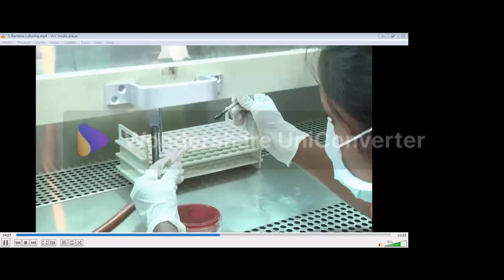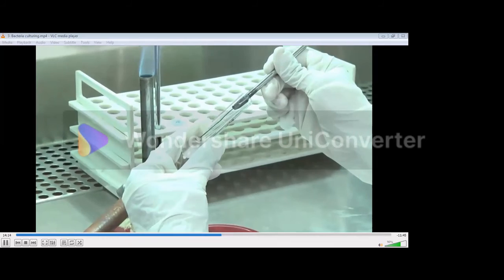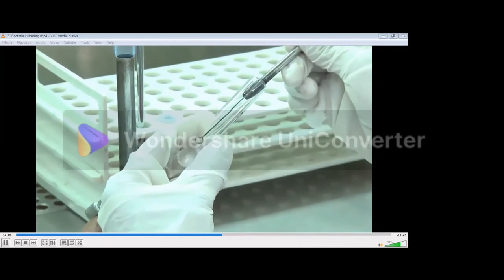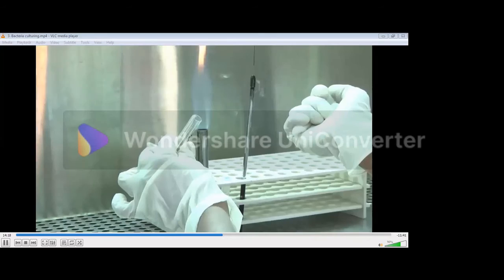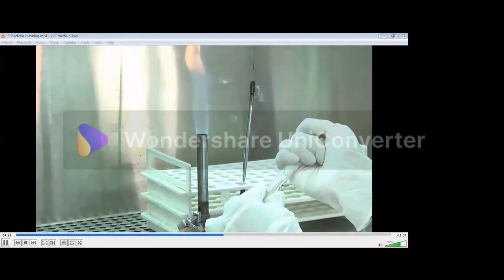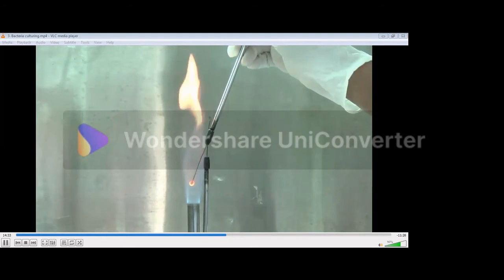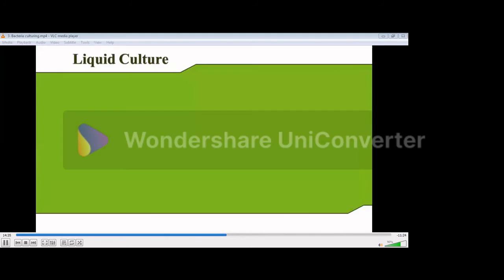Now, incline the tube or bottle at an angle of 45 degrees and deposit the inoculum on its wall above the surface of the liquid at its lower end. Flame the neck of the tube or bottle and replace the plug or cap. When the tube is turned to its vertical position, the inoculum is well below the surface of the liquid. Sterilize the wire loop before keeping it down.